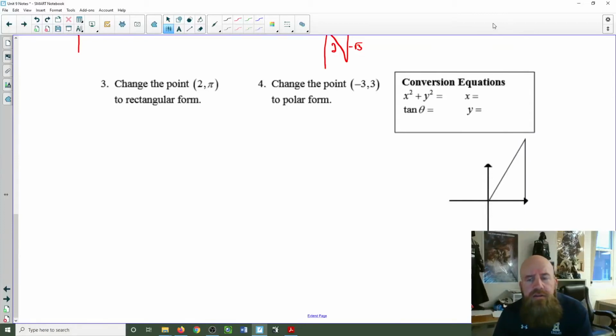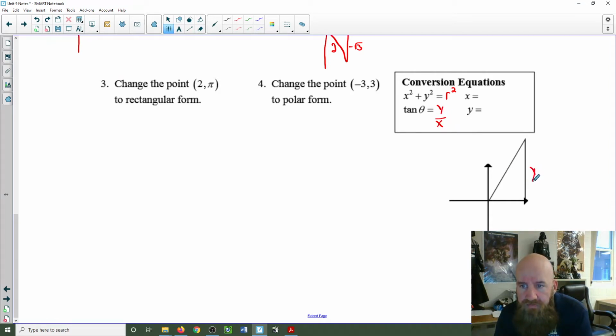Now we're looking at converting between polar and rectangular coordinates. So before we get into the actual conversions, I want you to remember some things from trig. So x squared plus y squared, that's going to equal r squared. So it's just the Pythagorean theorem on the triangle. Tangent is going to be y divided by x.